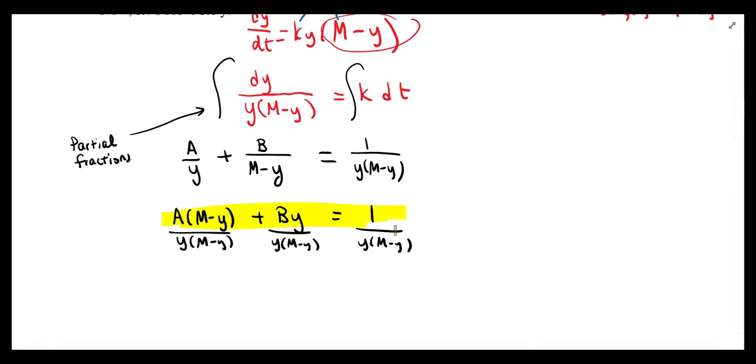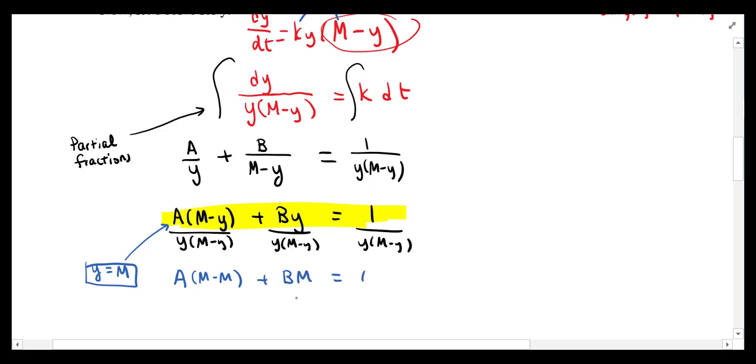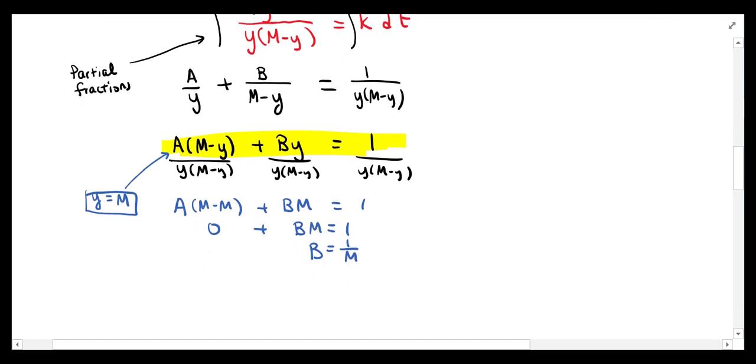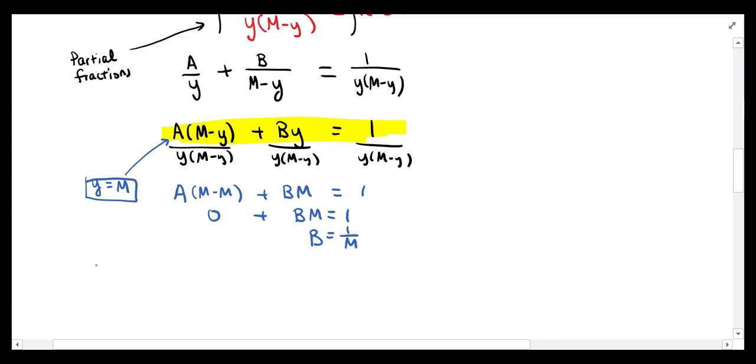Now, how do we solve for A and B? You remember? We can just use this math idea that we can plug in y equals M into the highlighted expression. So A times (M minus M) plus B times M equals 1. And then we can solve for B because BM equals 1 since that is 0. And B equals 1 over M. Nice. Similarly, we do the same thing. This time I'll let y equal 0 to help me get rid of the B.